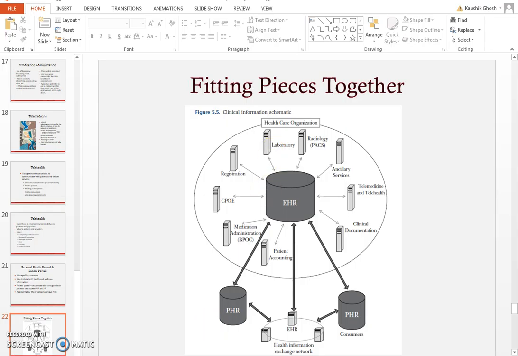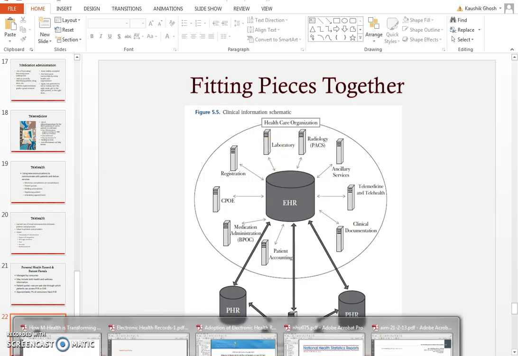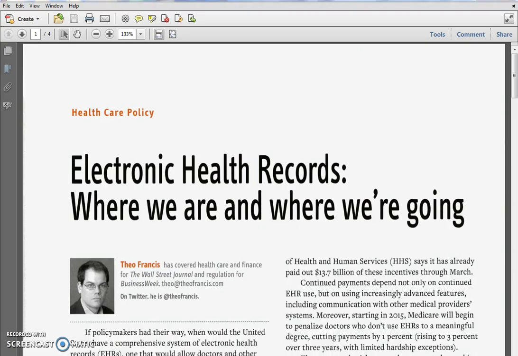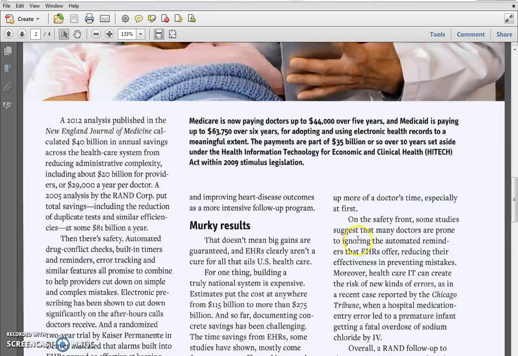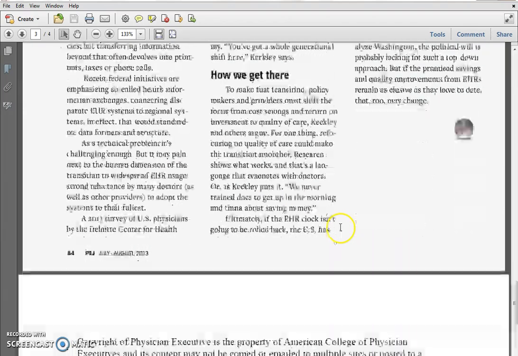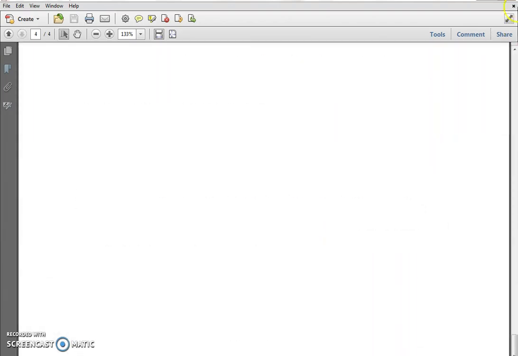So now coming to the readings, first I would like to start with the whole idea of electronic health records. Where are we going now? Although it's a 2013 article, I think it'll help you understand why EHRs came about, what the whole idea of the U.S. government, Department of Health, was in having EHRs, and give you a sense of generally where we are. It's a short article, four pages.